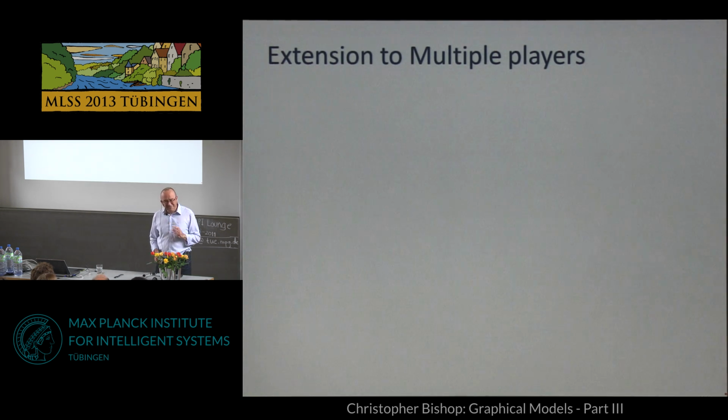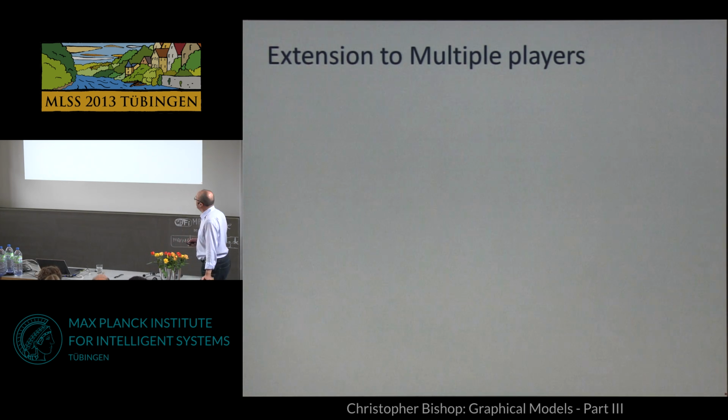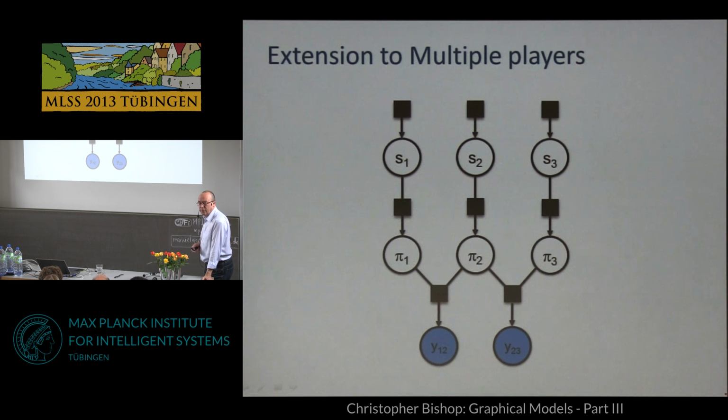So finally, I said Elo was widely used in chess and other games, but it doesn't support multiple players, it doesn't support teams. But in the model-based machine learning world, it's very easy to take our graph, or a probabilistic program, and extend it to multiple players. So there's the graph for 3 players playing against each other. And these observations would say that player 2 beat player 1 and player 3 beat player 2.